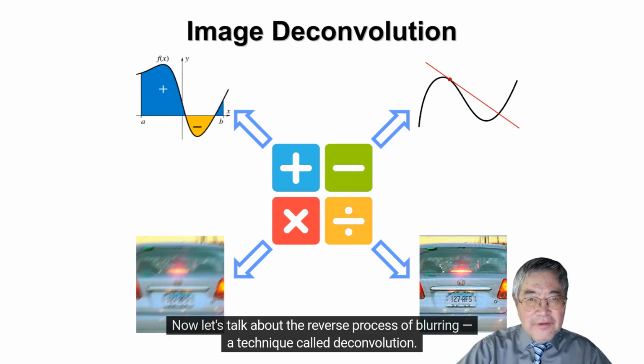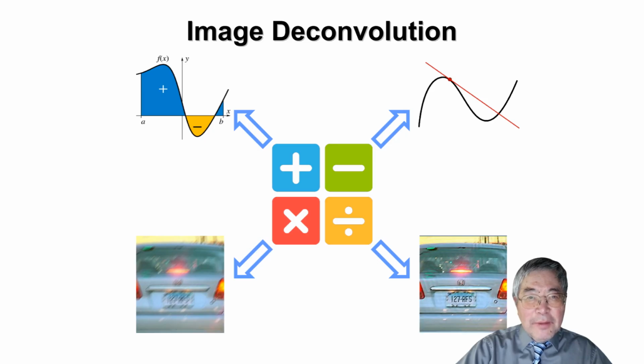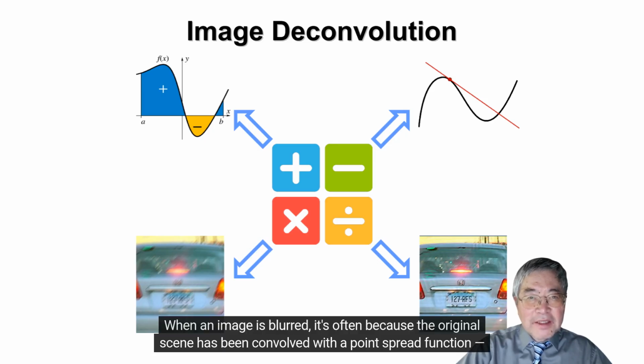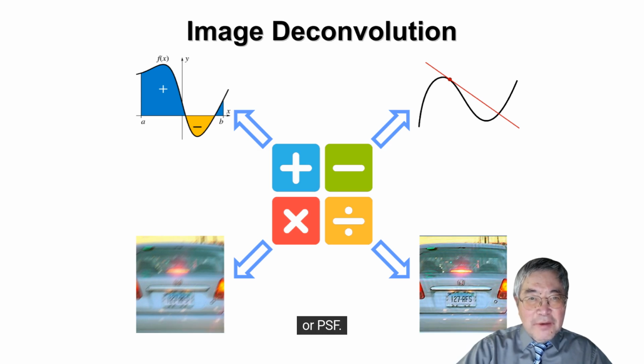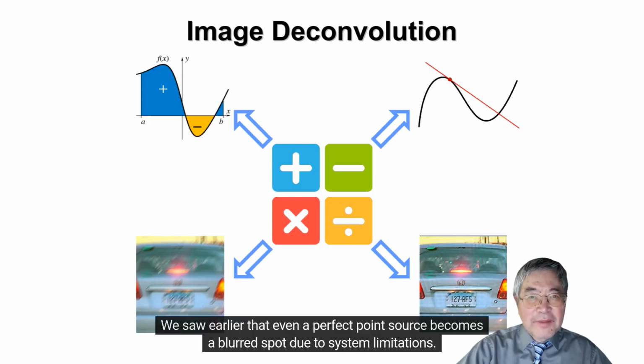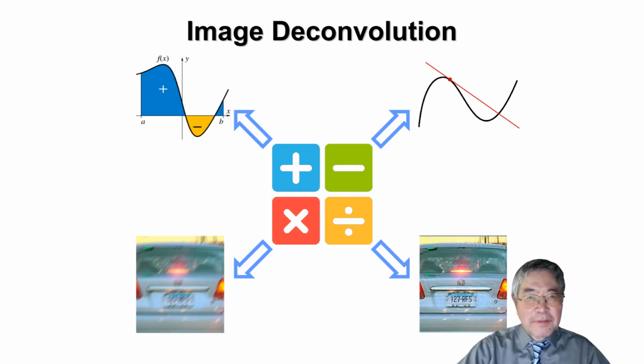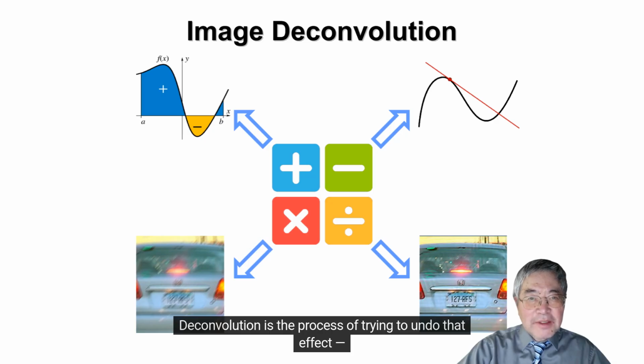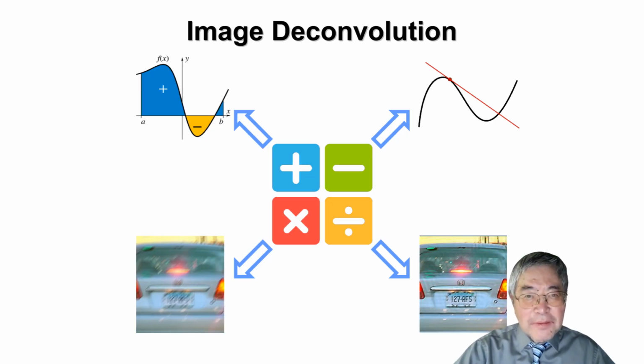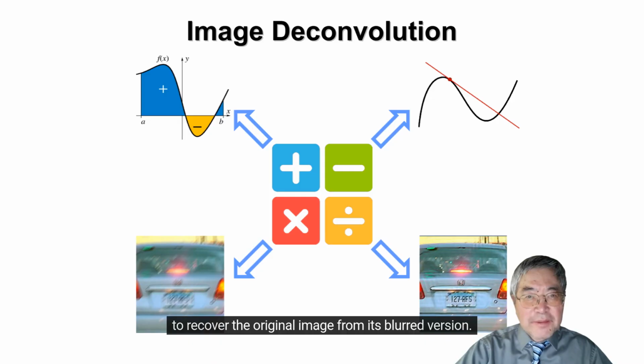Now let's talk about the reverse process of blurring, a technique called deconvolution. When an image is blurred, it's often because the original scene has been convolved with a point spread function, or PSF. We saw earlier that even a perfect point source becomes a blurred spot due to system limitations. Deconvolution is the process of trying to undo that effect, to recover the original image from its blurred version.